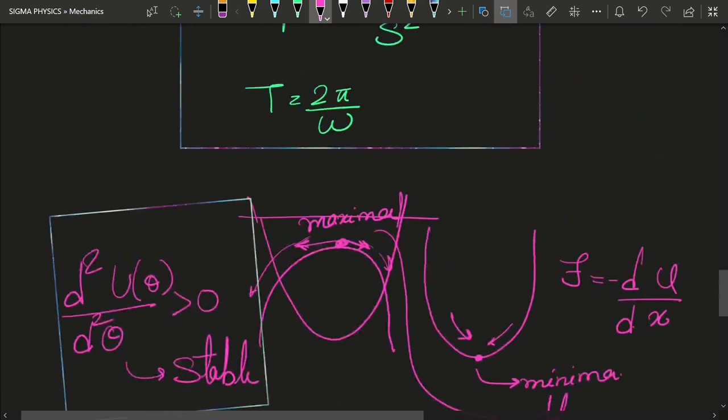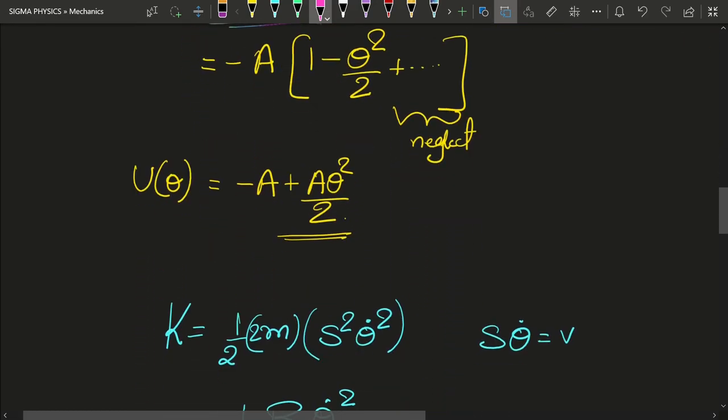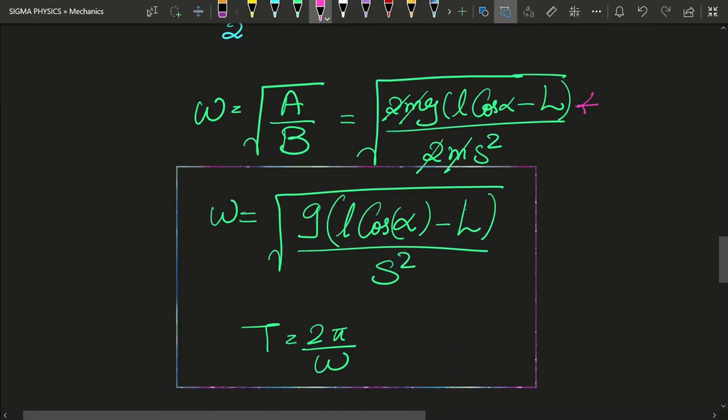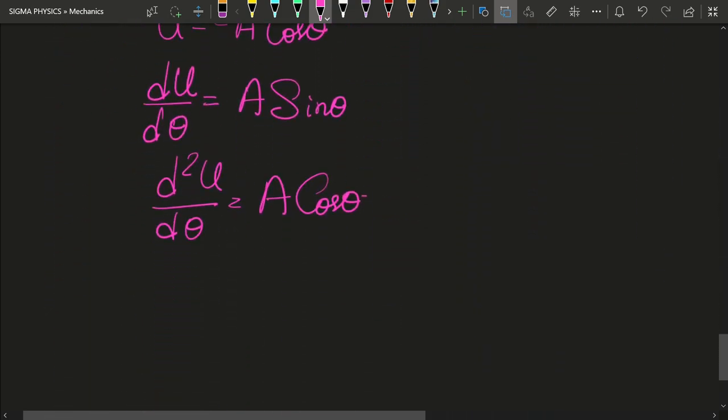And what exactly is A? Yes, A over here. We have used A over here. It is 2mg into (l cos alpha minus capital L). So A is equal to 2mg into (l cos alpha minus capital L). That has to be multiplied with the cos theta.